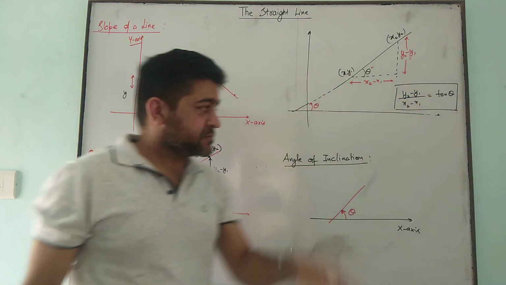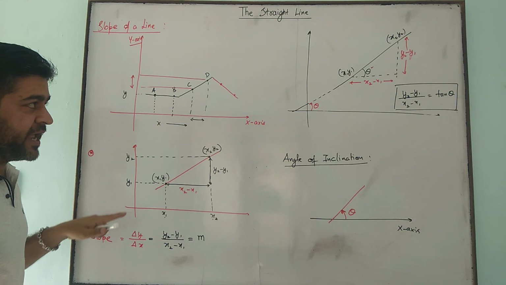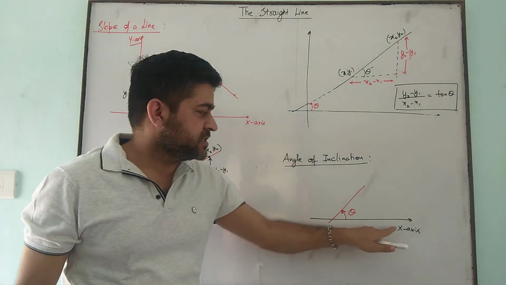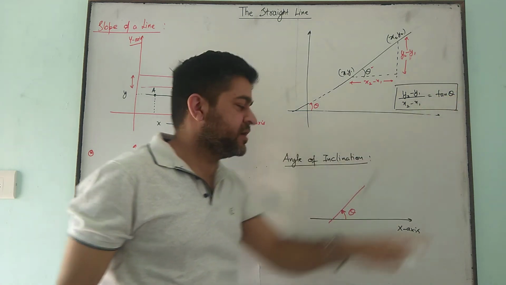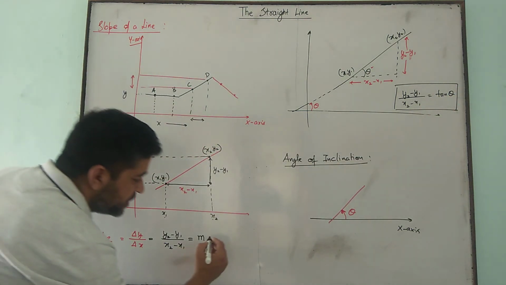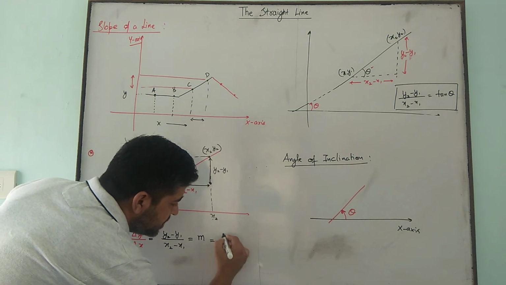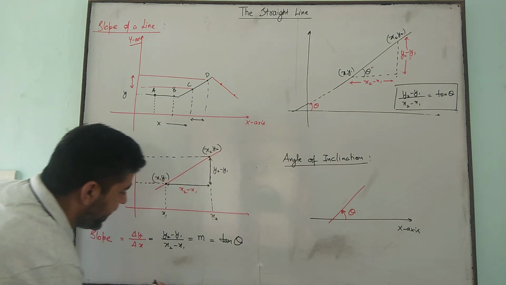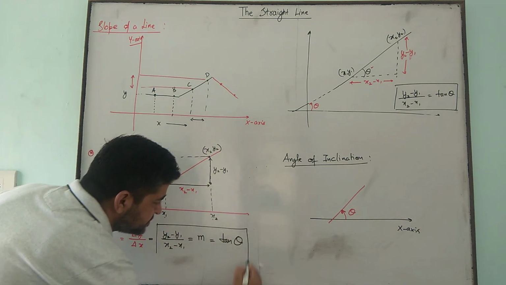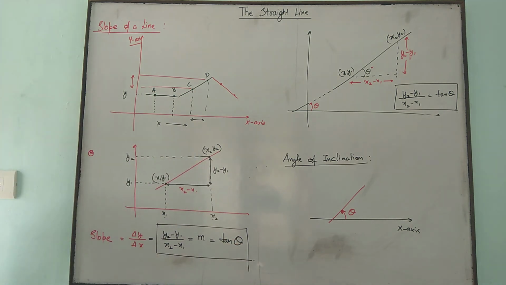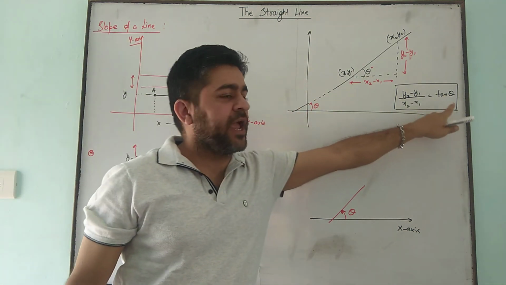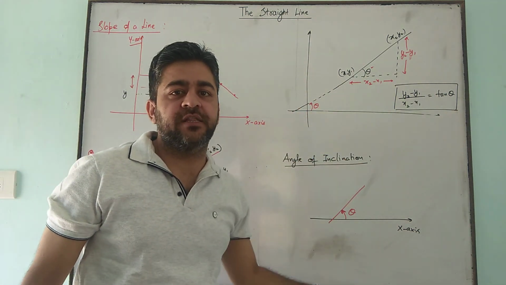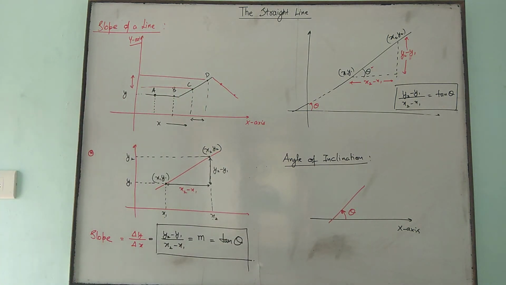That means if we know the angle of the line with the x-axis, then we can find the slope of the line by using the tangent of that angle. So we do have one more definition here, that slope is tan theta, where theta is the angle of inclination. Right? So if we know the angle also, if we know the points also, then also we can find the slope. If we know the angle with the x-axis, then also we can find the slope of a line. Just write it down.